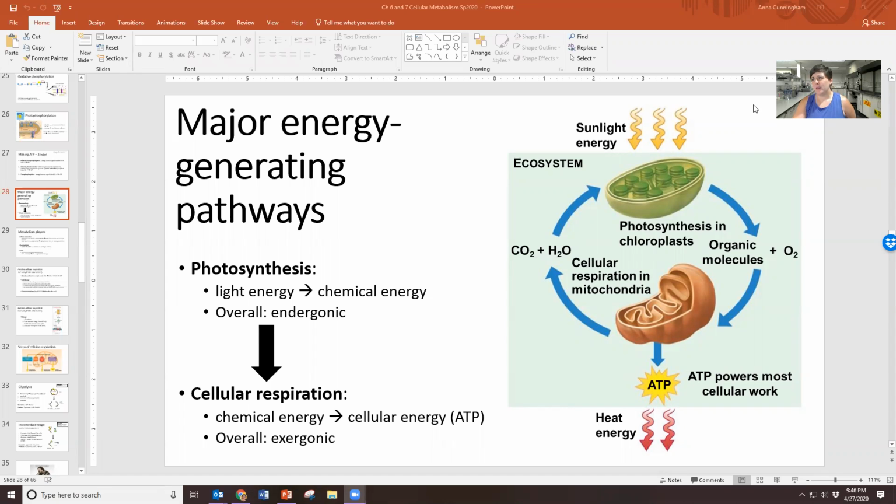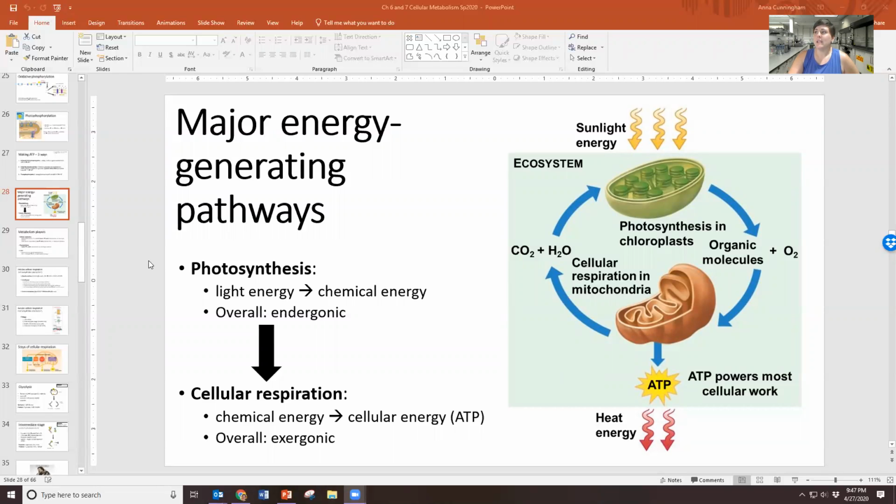First off, I just want to mention that just like we talked about, everything is sort of linked. Anabolic and catabolic reactions are linked. Consumers and producers in an ecosystem are linked. These major energy generating pathways that we're going to discuss are intimately linked. The major energy generating pathways we're going to talk about are photosynthesis and cellular respiration. When we talk about generating, we're talking about transforming energy, but these are categorized as major energy generating.